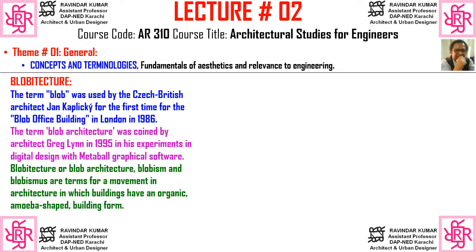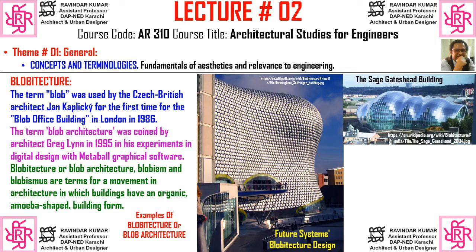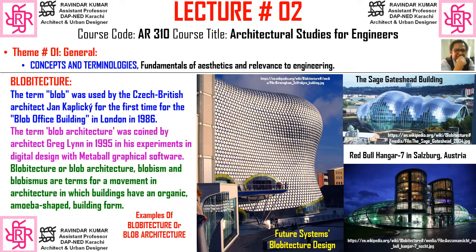Blobitecture, or blob architecture, or blobism and blobismus are the terms for the movement in architecture in which buildings have an organic amoeba-shaped building form. Let's see some examples of blobitecture or blob architecture. See the Future Systems blobitecture design. This is the Sage Gateshead building, and the Red Bull Hangar-7 in Salzburg, Austria. Thus, with this, you can say we should end our lecture.